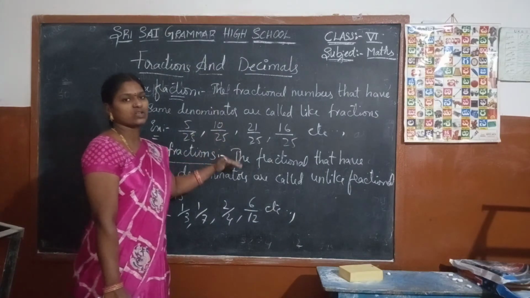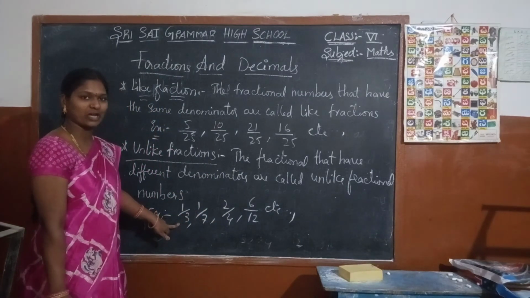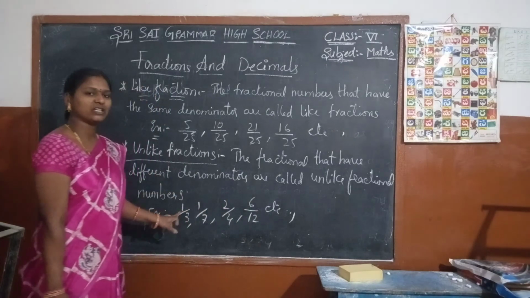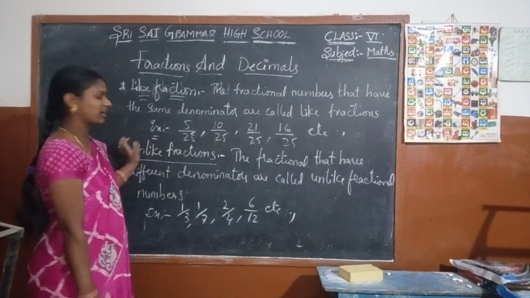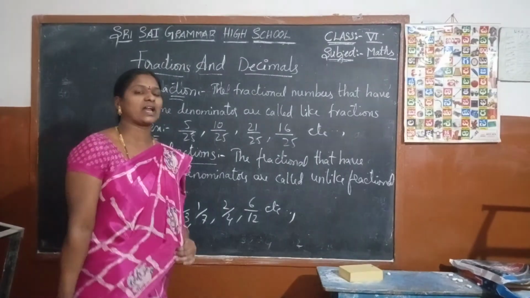Now coming to the unlike fraction. Here it is opposite to like fraction. Can you observe the denominators? They are different. When you compare the denominators, they are completely different. So it is said to be unlike fractions. I hope everyone understood.